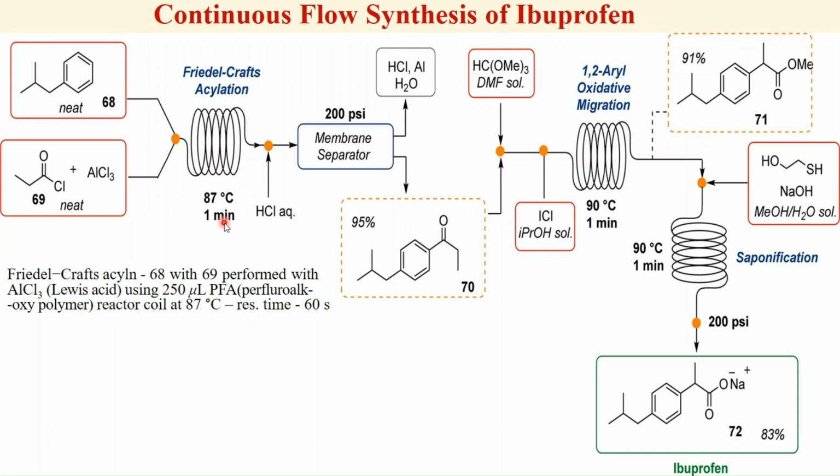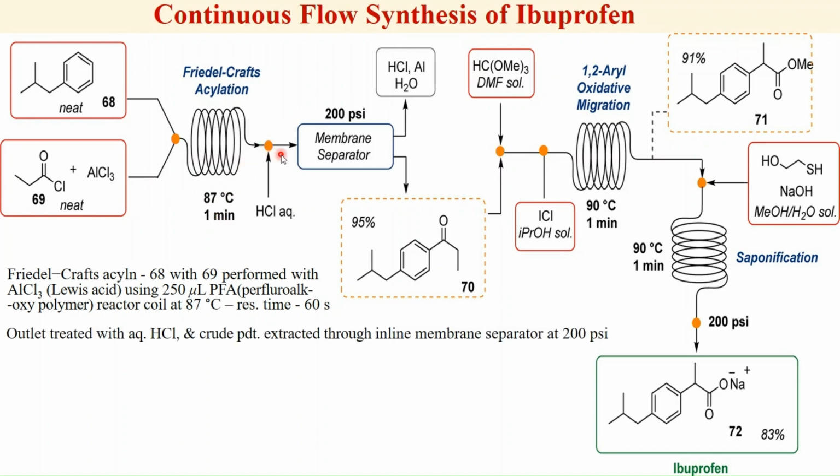The reaction, Friedel-Crafts acylation, occurred within 60 seconds, which was neutralized with HCl, and the crude precipitate was separated by using an inline membrane separator at 200 psig pressure, where the HCl, aluminum and water have been separated, and the acylated product 70, what we have seen here, has been achieved in 95% yield.